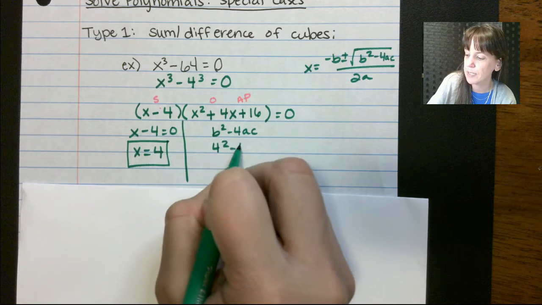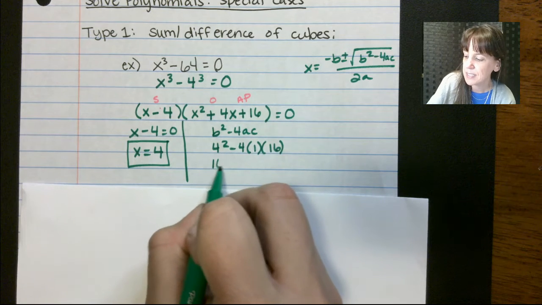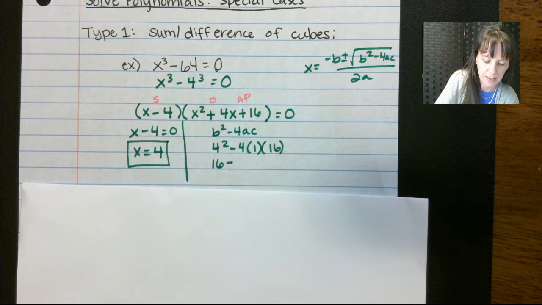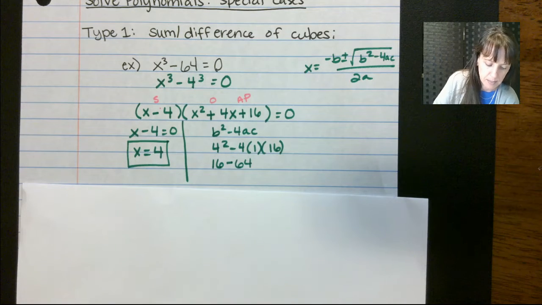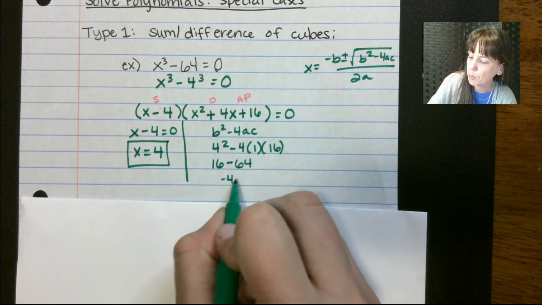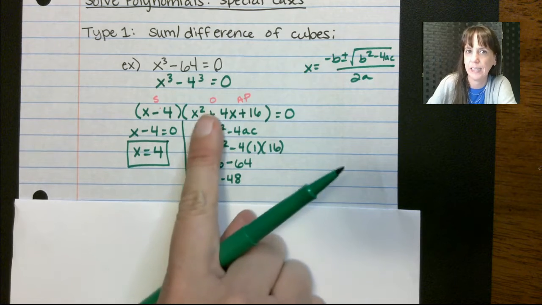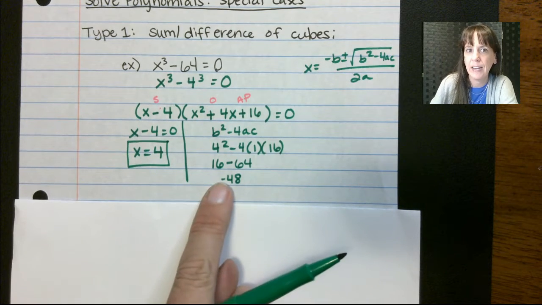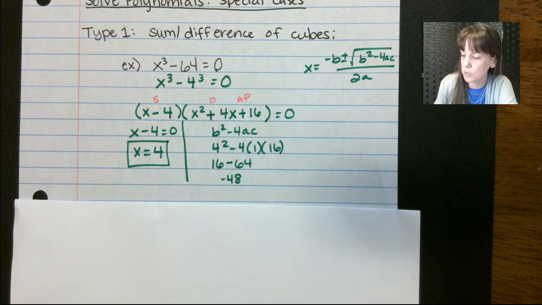So 4 squared minus 4 times 1 times 16. So you'll see we have 16 minus, and then 16 times 4 will give us 64. And then minus 16 on that. So we would get negative 48. Negative 48. So as I mentioned, you're not going to get a real answer for this last part. Negative 48 means our discriminant is negative, which means we're not going to have a real solution.